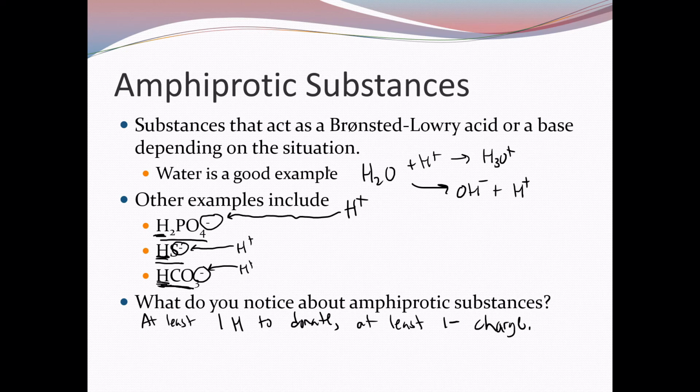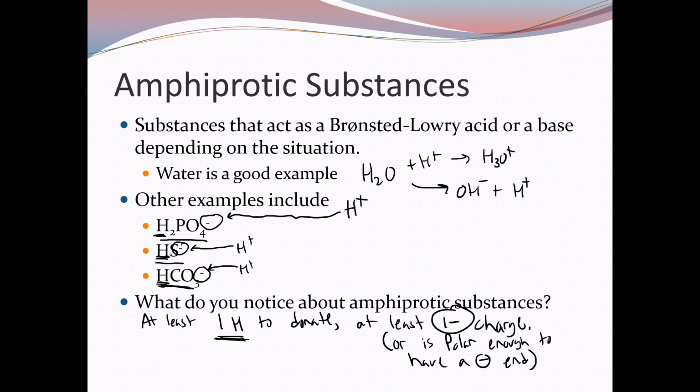Although oddly enough for water, but then water is kind of polar. So I guess make a note here. This one has a negative charge or is polar enough to have a negative end, similar to water. So amphiprotic substances are characterized by having at least one hydrogen they can give away, and they have at least one negative charge, or they're polar enough that they have a negative end.